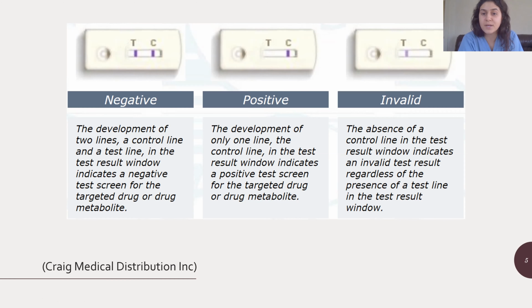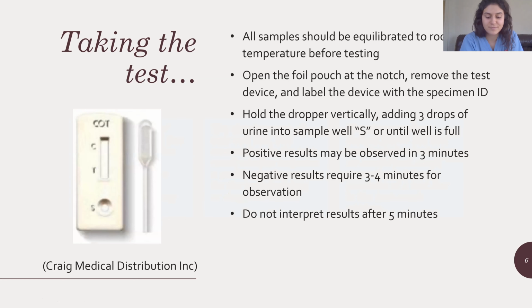And then a test can be considered invalid if it has either one or no lines, but it has to mean that there is no line in the control region. So even if one shows up in the testing region, if there isn't one in the control region, then it's invalid and should not be used.